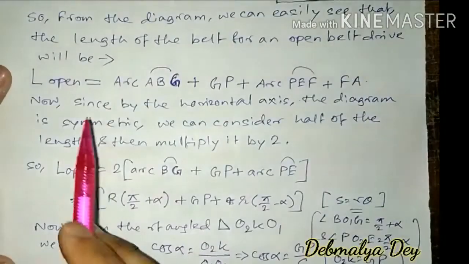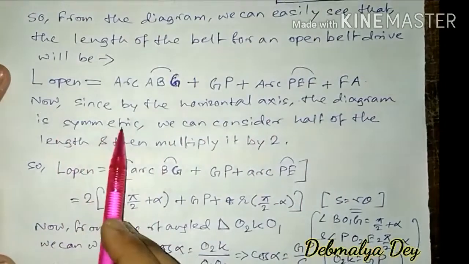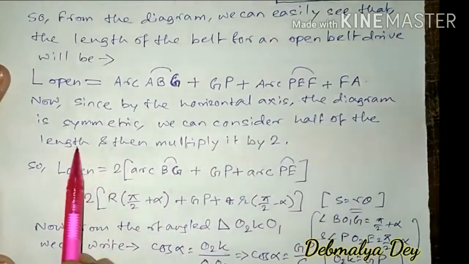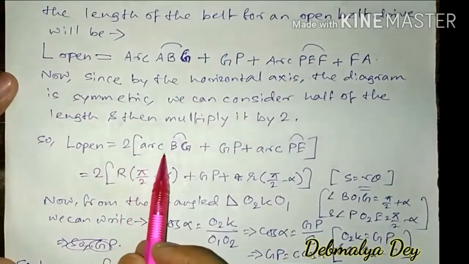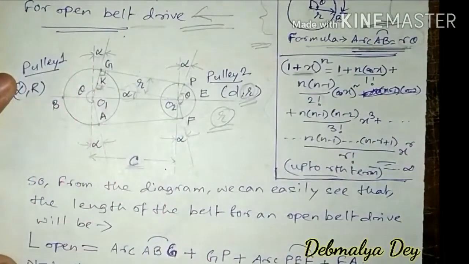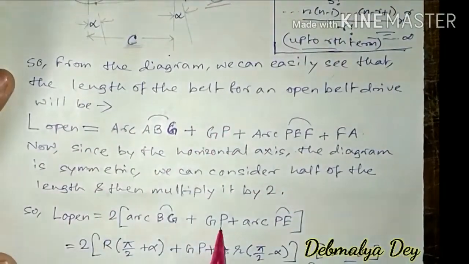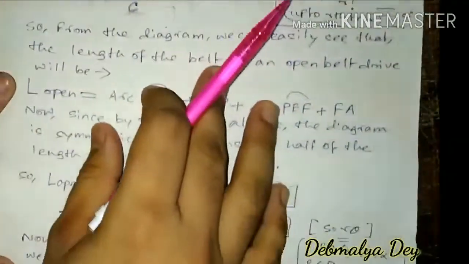So students, in the next step I have written, now since by the horizontal axis the diagram is symmetric, we can consider half of the length and then multiply it by 2. So what was the half of the length? 2 into arc BG, that means this arc, plus GP plus arc PE, as I told.